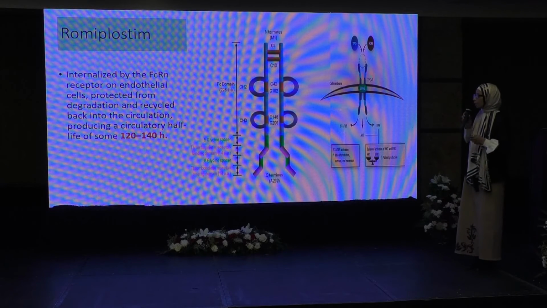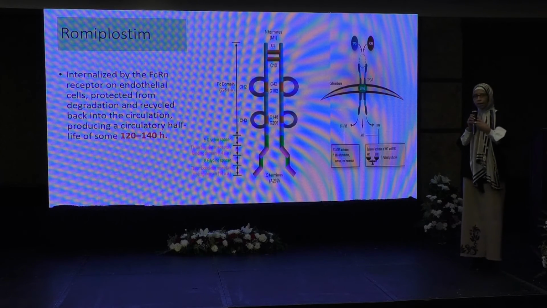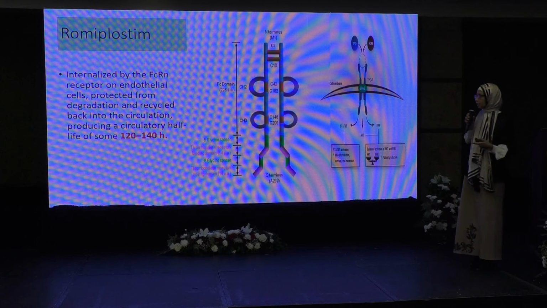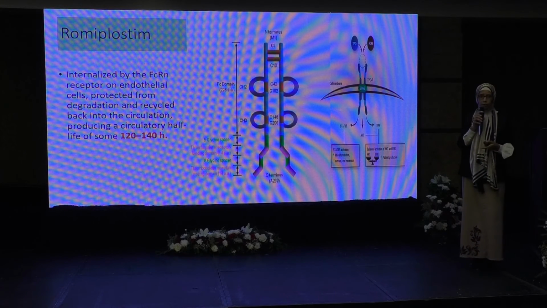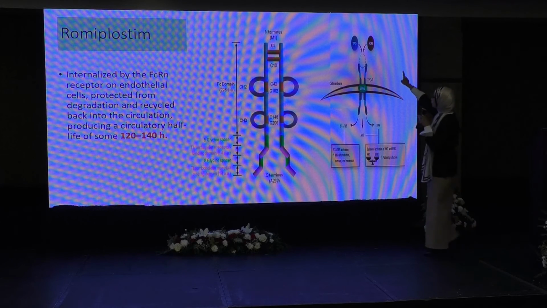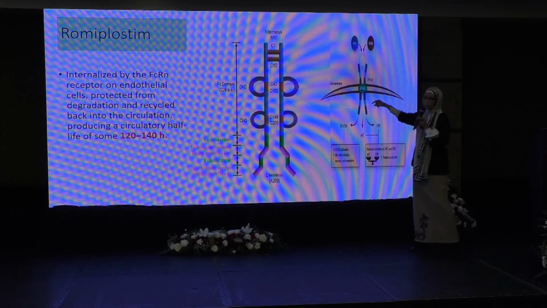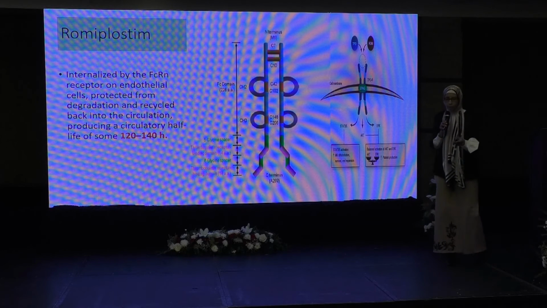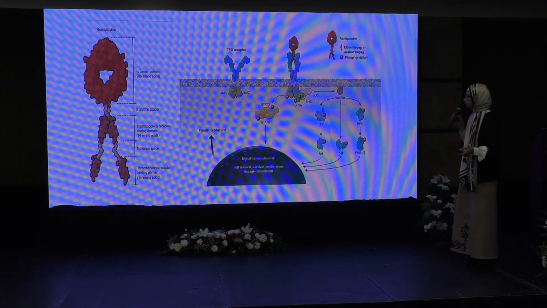The Fc domain is responsible for the prolongation of the half-life of Romiplostim. It circulates for almost 120 to 140 hours because it is internalized by the Fc receptor, and it acts by competitive inhibition on the MPL or thrombopoietin receptor with the endogenous thrombopoietin.